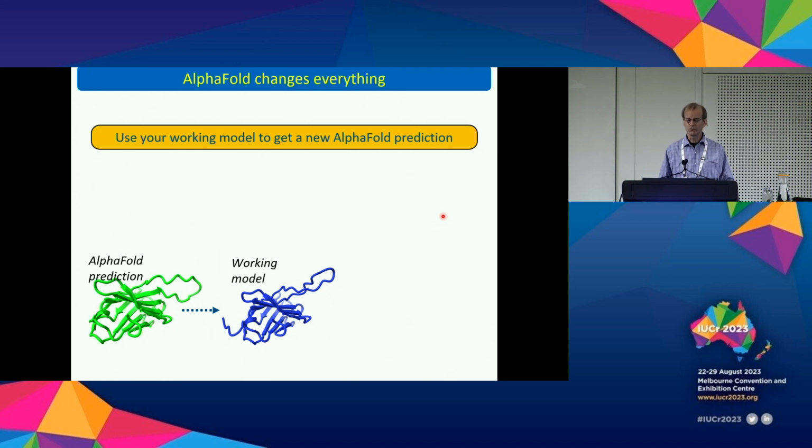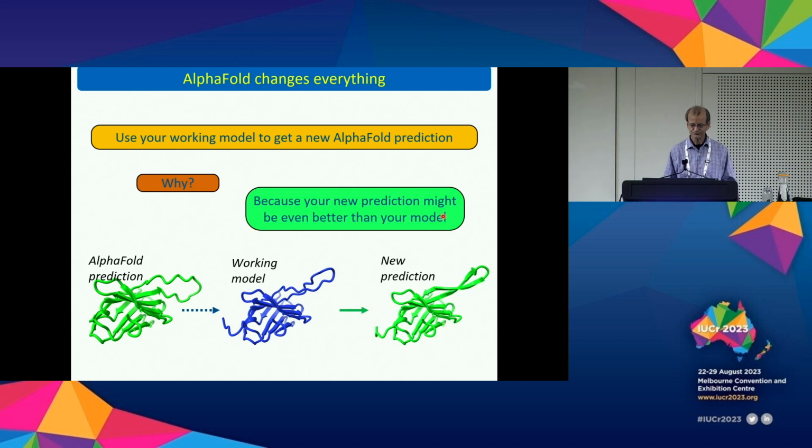So here's something you don't know, that you can use your working model to get a new AlphaFold prediction. And that new AlphaFold prediction can be better than the one you started with. So you do your AlphaFold prediction, you solve your structure, you get yourself a working model, and then you generate a new prediction based on that working model. And so the amazing thing is that the new prediction may be better than the original prediction. It may also be better than your working model. And I'll show you an example of that.